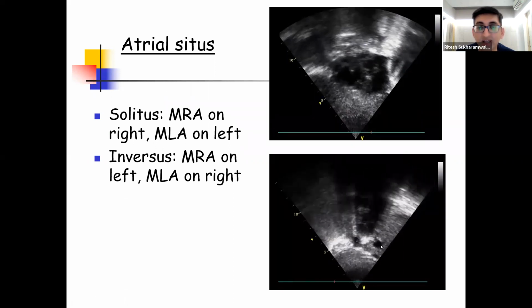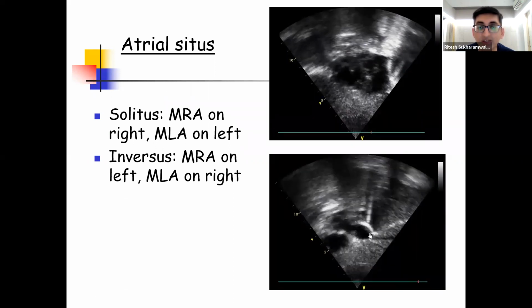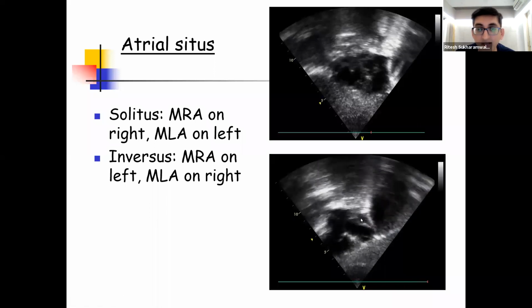But in this particular case, the IVC is opening into the atria which is on the left side. So this left-sided atrium is morphologically the right atrium. Hence, this right atrium is on the left side. So it is called atrial situs inversus.